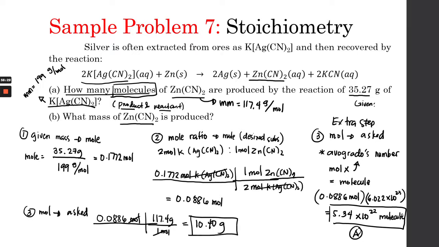So this is for step B. Usually we go straight from moles to grams here, but this is just an extra step because we're looking for the molecules. For the test, you usually just go straight in here. You don't have to do the extra step for the monthly test. You just have to do steps 1, 2, and 3 for stoichiometry.